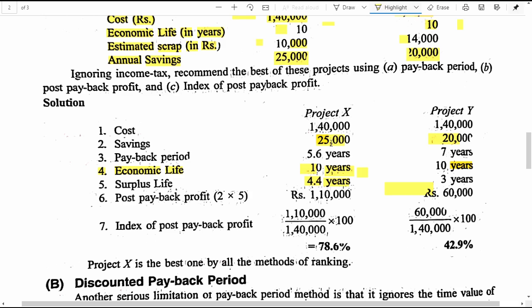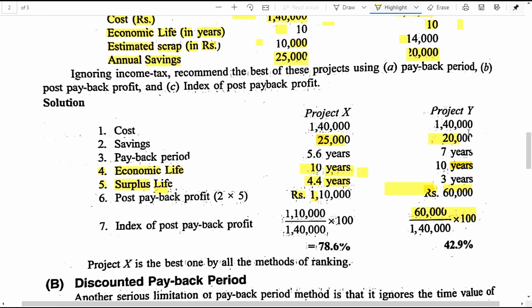Item 2 stands for savings per annum, 25,000. Item 5 stands for surplus life of the project. So 25,000 into 4.4 years gives us 1,10,000 rupees. That's the post payback profit for project X.